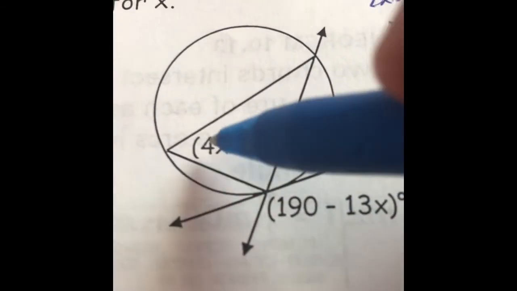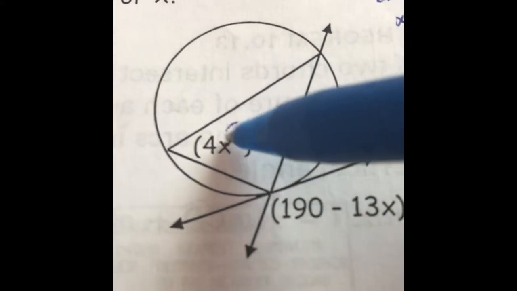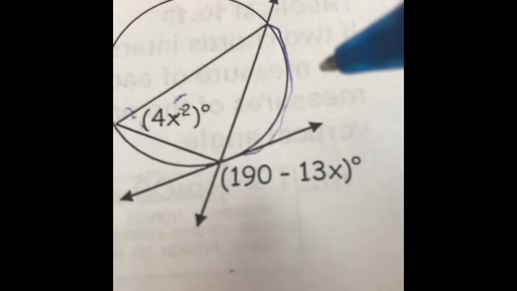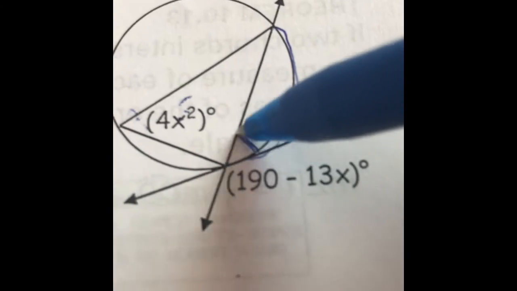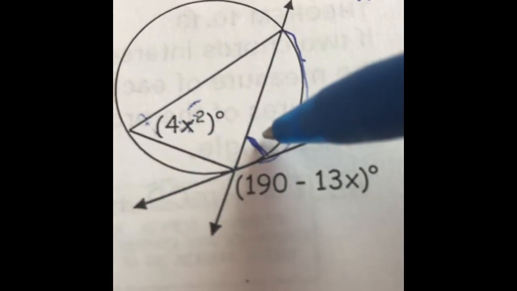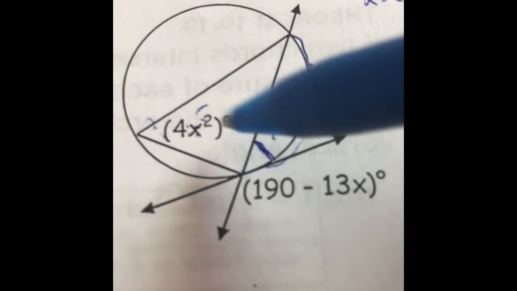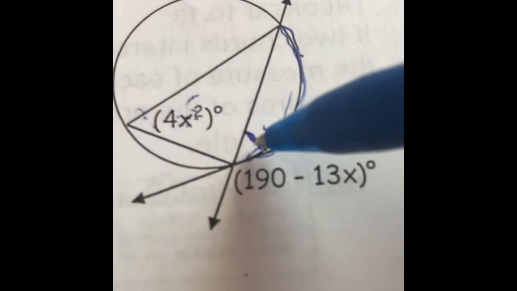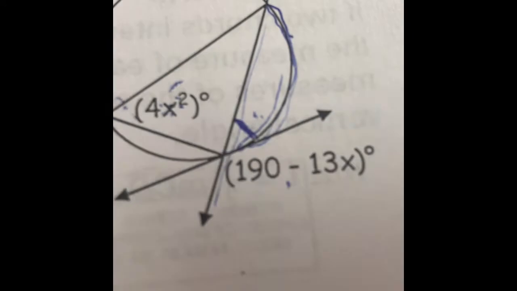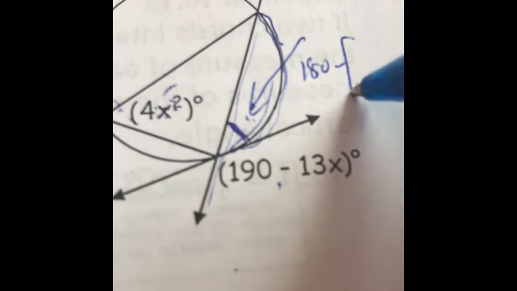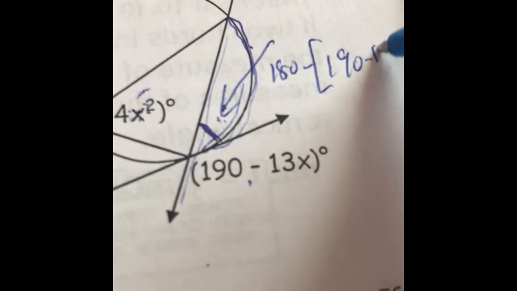But this angle right here, now we learned this last week, this is an inscribed angle. This angle is half of this arc. This angle right here, from what we just learned today, is also half of this arc. So this angle, that 4x squared angle, is the same as this angle right here. They are the same because they are both half of the same arc. So these two angles have to be the same. The only problem is I don't have this angle, I have this angle. But remember, two angles that are on the same line have to be supplementary. So this angle in here, that angle right there, has to be 180 minus the quantity of 190 minus 13x.